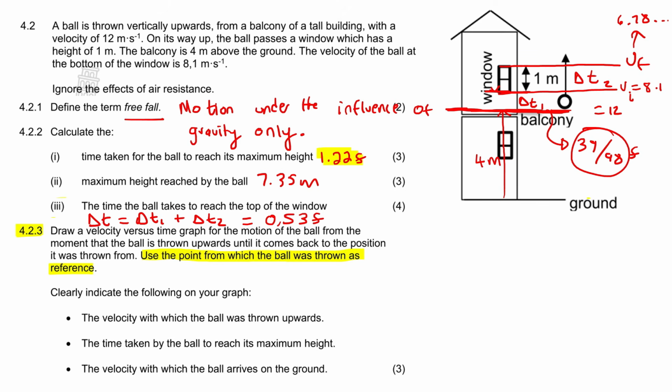I went and looked on the memo. This part here is a mistake. The velocity with which the ball arrives, rather replace that with: use the point, comes back at its position it was thrown from. Okay, not the ground. We're not going down to the ground. All right. Ooh, a lot of mistakes I see in these exam papers. It's not good.